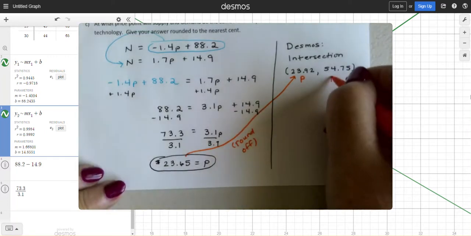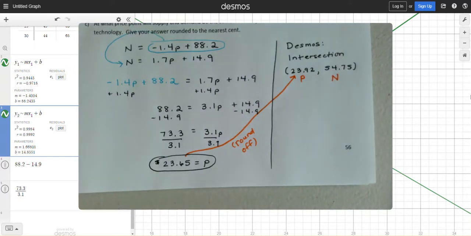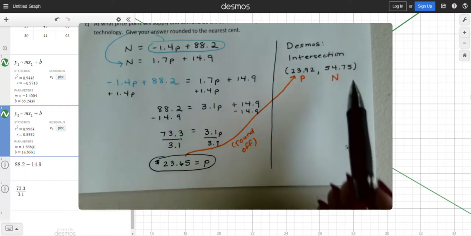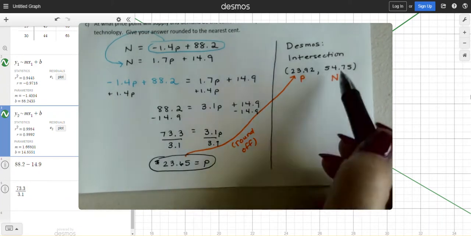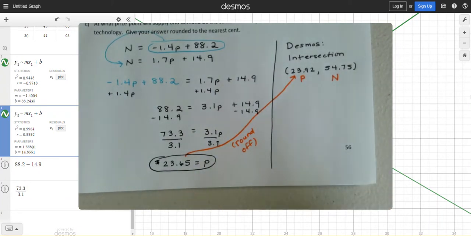The output is the N value. So what this is saying is that if we price the jeans at that magic number, $23.92, then both the supply and the demand will be 54.75. Now, as usual in an application problem like this, you have to take into account that realistically we never make part of a pair of jeans. So I might end up saying, at a price of about $24, both demand and supply are about 55 pairs of jeans, right?